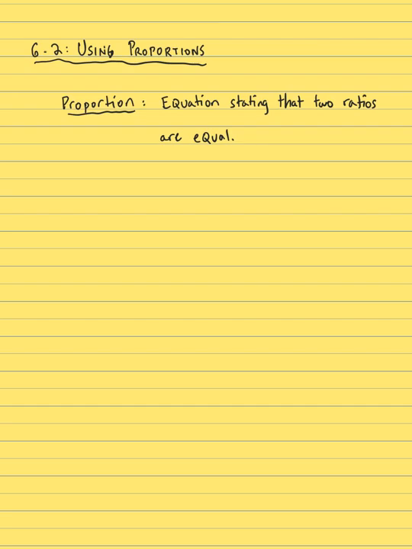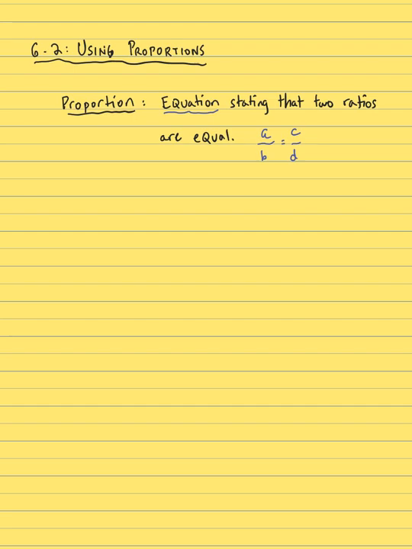And a proportion is an equation. So the first thing that you need to know is you're going to see an equal sign. And on each side of the equal sign, you're going to see a ratio. So a proportion is an equation stating that two ratios are equal. So, something with variables would look something like A over B equals C over D.